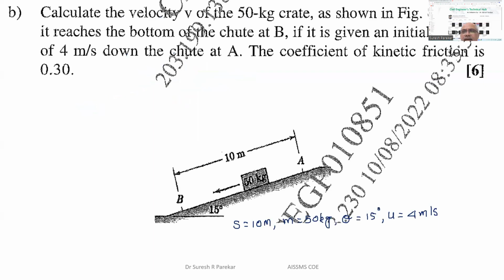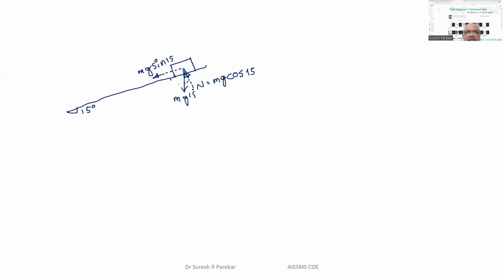Now you can see kinetic friction is given as 0.3. So your force due to kinetic friction will be towards the left because it is in the opposite direction of motion, and it will be mu k into N, which is equal to 0.3 into mg cos 15. So we have force F equal to mg sin 15 minus 0.3 mg cos 15.